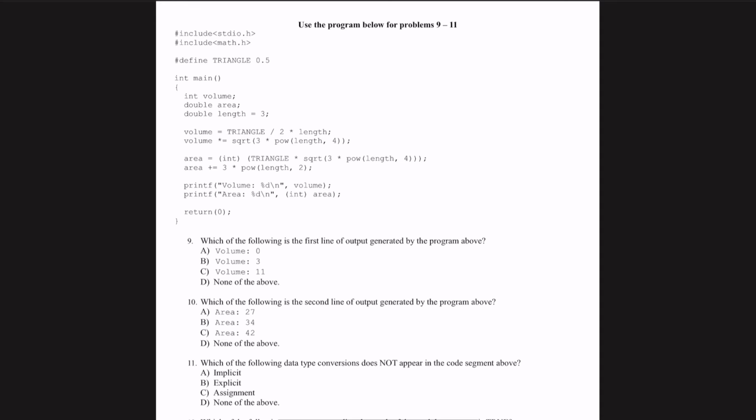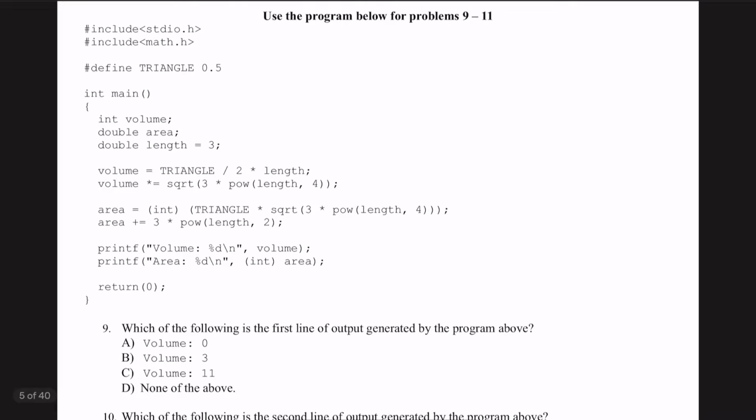All right, looking at question 9, we have another shape problem. We're looking at the volume of this triangular shape. Looking at our data types here, we have a defined constant, an int, and 2 doubles. As a reminder, I rewrite the 3 as a 3.0 because it's a double, not an integer.